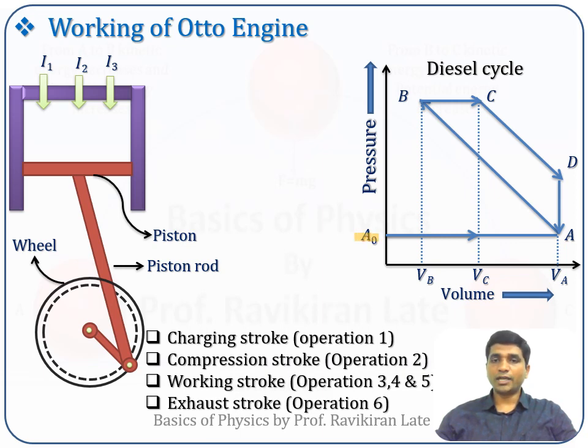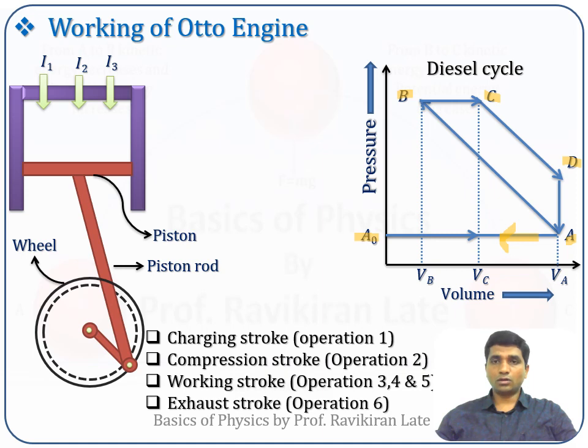These are nothing but A0 to A, A to B, then B to C, and C to D. These are the operations. Then again from D to A, and finally from A to A0, it completes in this fashion. So in total these 6 operations are there. If you consider the first and last operation, that is operation 1 and operation 6, they are opposite, so they will cancel in this case.